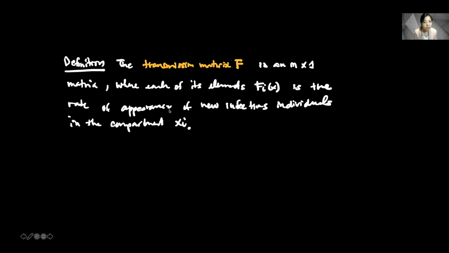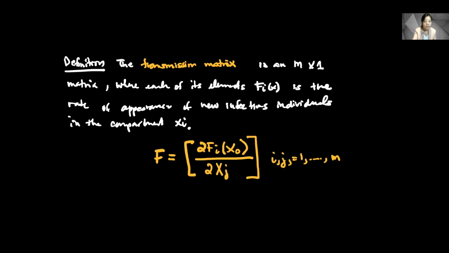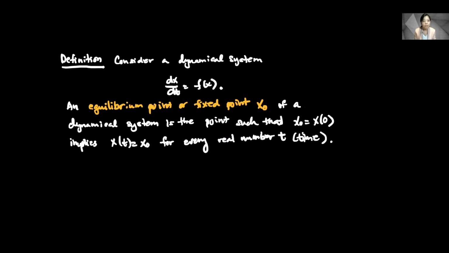And then the transmission matrix F is an m×1 matrix where each of its elements is the rate of appearance of new infectious individuals in the given compartment X sub I. And we can compute F by the partial derivative of each of these elements F sub I at the given disease-free equilibrium point X sub 0 with respect to the different compartments X sub J.